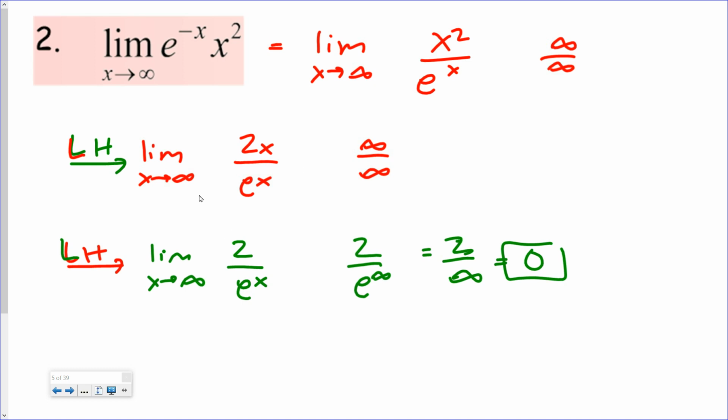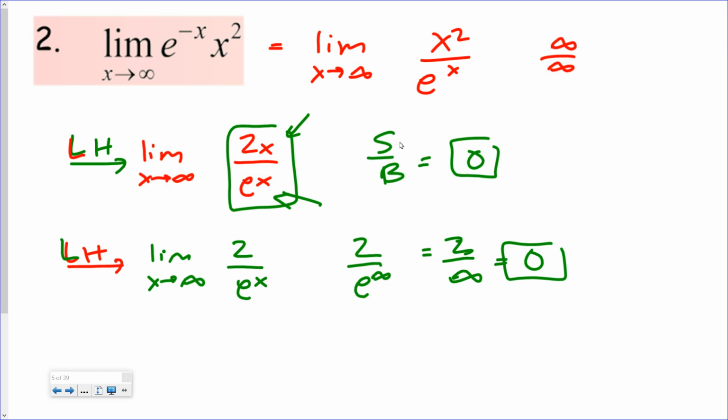Some of you guys might have seen it, but right here, you could have said that this one trumps this one. Do you remember that from long ago? As long as you have infinity, e to the x moves to infinity way faster than x. So this would be small over big, which is also 0. Anyway, you do it, you get the same answer. Okay? All right, any questions on this one?